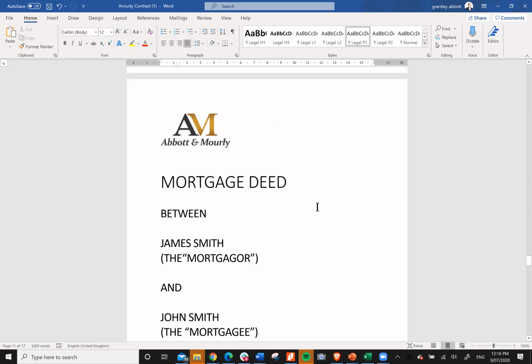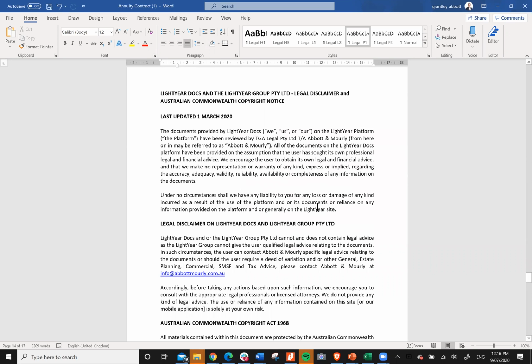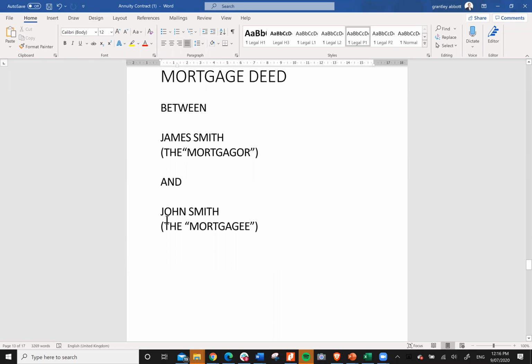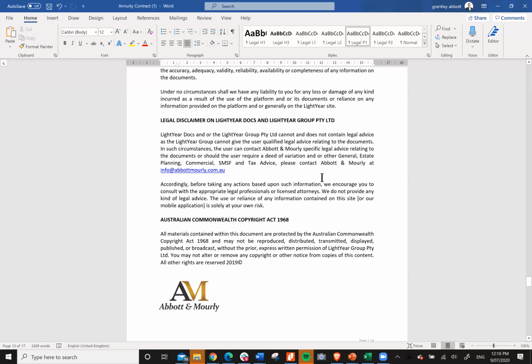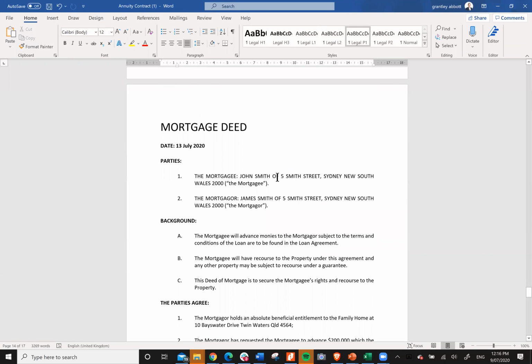So when we go down to the mortgage deed, we'll see there the mortgagee is obviously John Smith, the mortgagor is Jane Smith. And then effectively what happens is we've got John and James there. The mortgagee will advance monies to the mortgagor subject to the terms and conditions of the loan, which are to be found in the loan agreement.